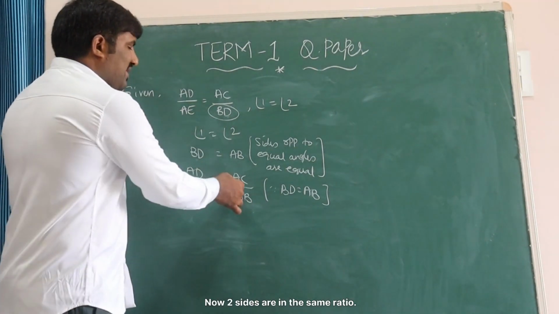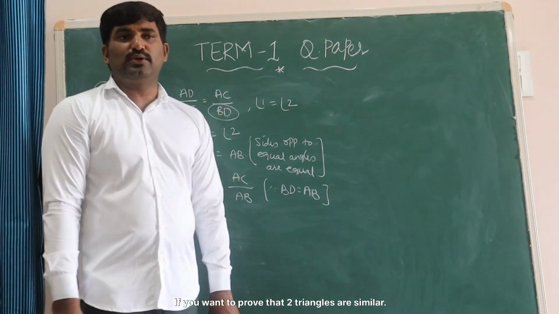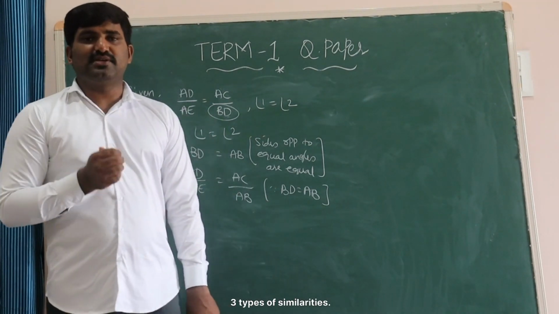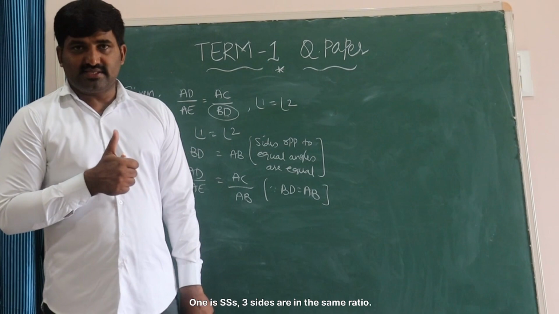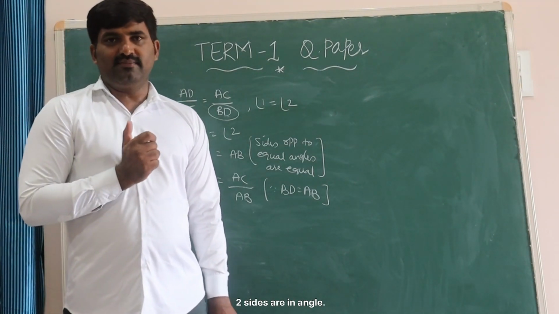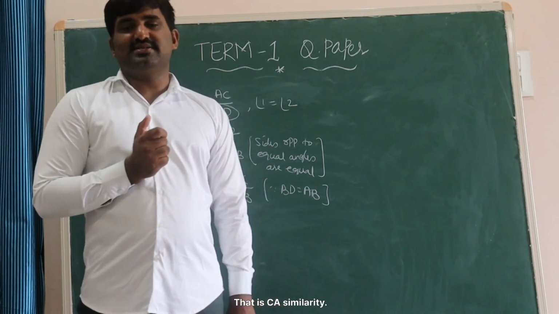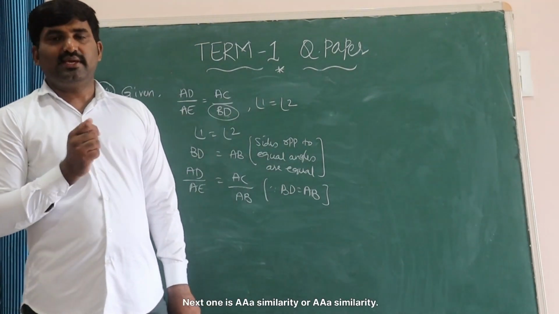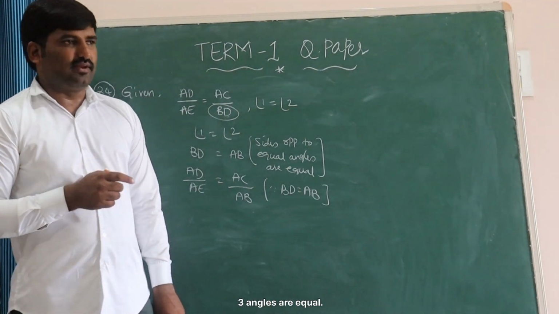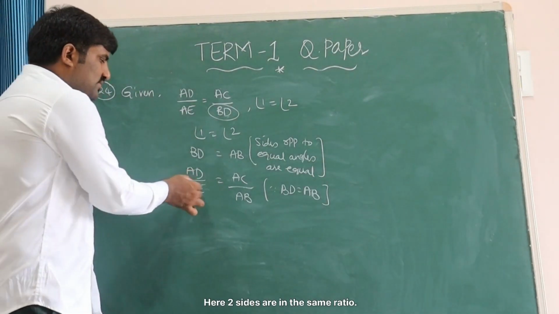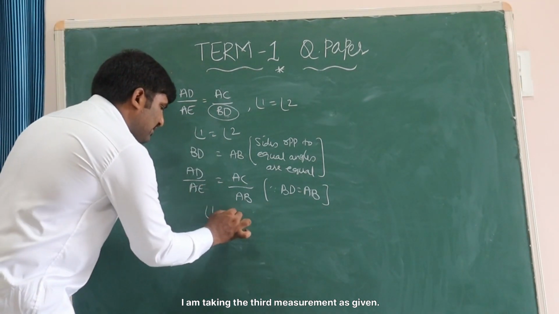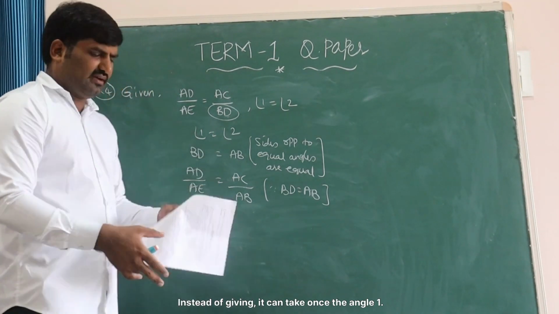Now two sides are in the same ratio. If you want to prove that two triangles are similar, we have three types of similarities. One is SSS, three sides are in the same ratio. Two sides and one angle, that is SAS similarity. Next one is AA or AAA similarity, three angles are equal. But here two sides are in the same ratio, so I am taking the third measurement as given.